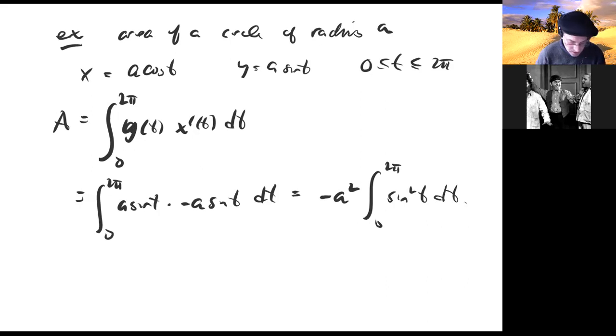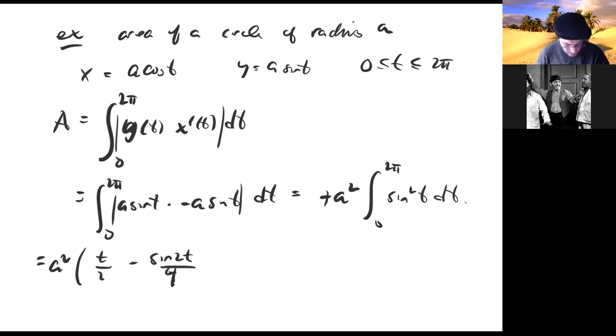Okay, so what do you get? We know that we're going to have to take the absolute value anyway of this. So maybe that's where this is going wrong. So we'll take absolute value. Okay, so then what do we get? We're going to get a squared. Now we did the integral of sine squared of t. That's t over 2, this is from chapter 7, minus sine 2t over 4. And we're evaluating it from 0 to 2 pi.